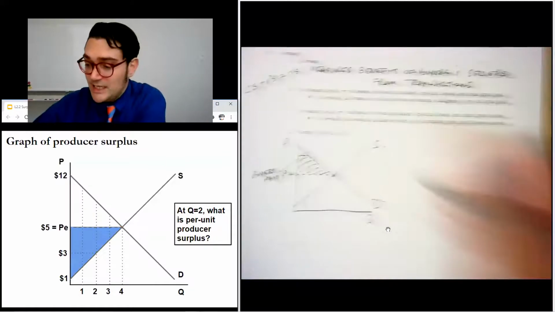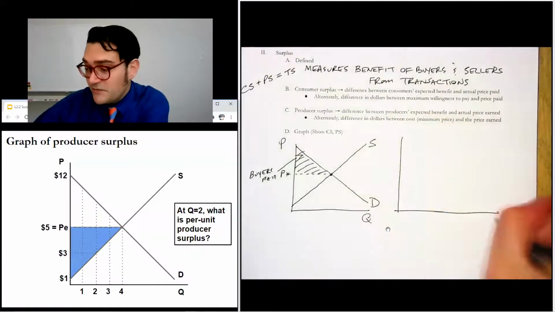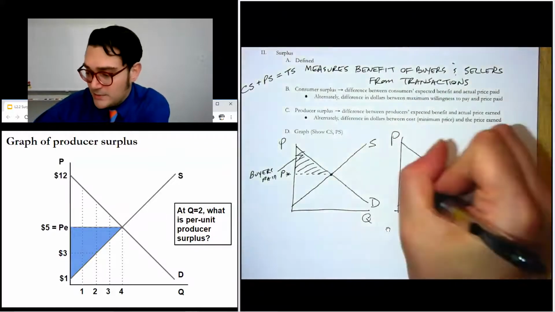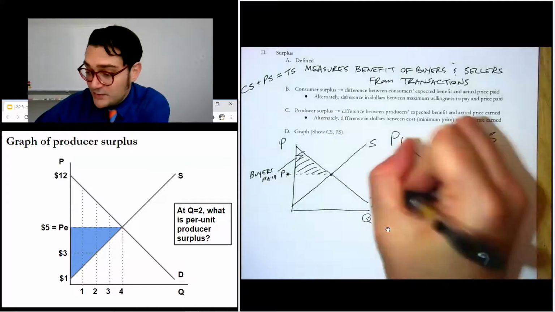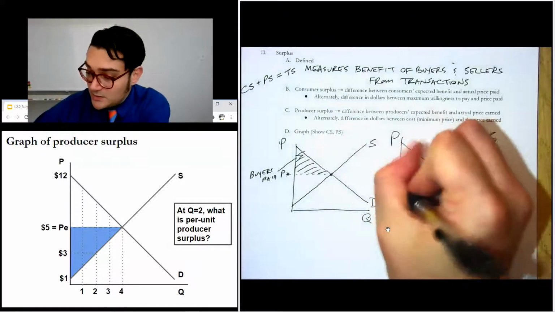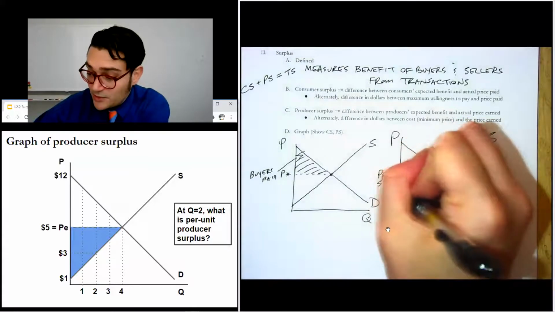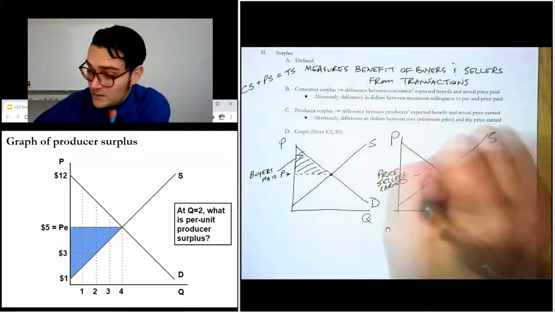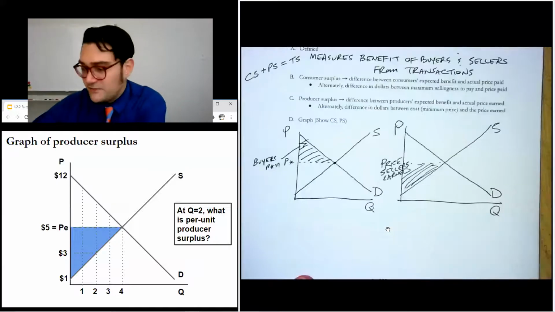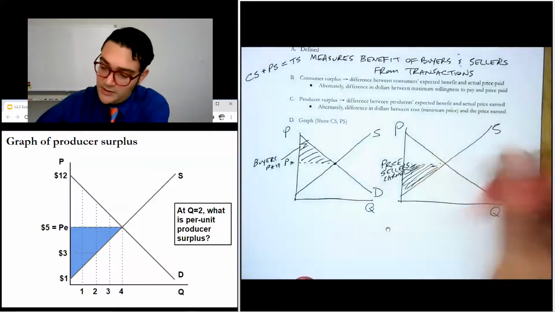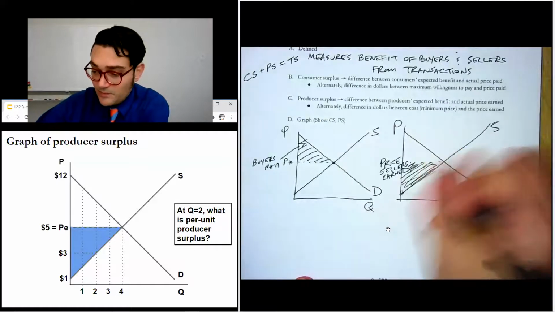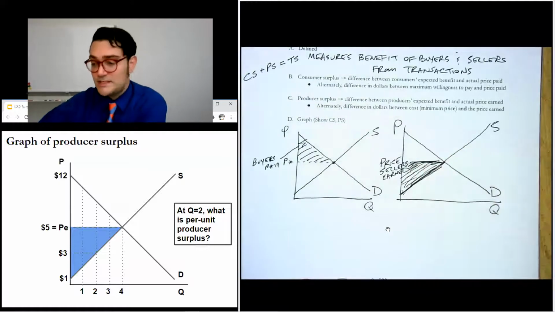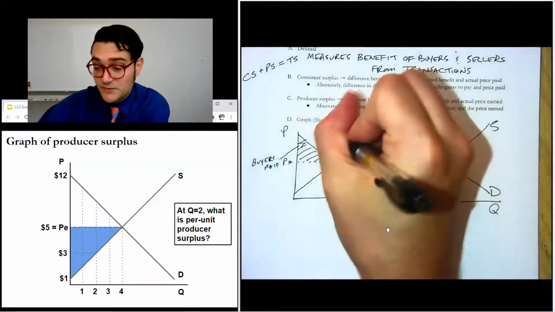Now, producer surplus, exactly the same idea. Again, demand, supply, and it's the price that they received, the price the sellers earned, down to the supply curve. So it's this supply curve and then the price that they earned. That's producer surplus. So we should probably label those or else we'll forget.